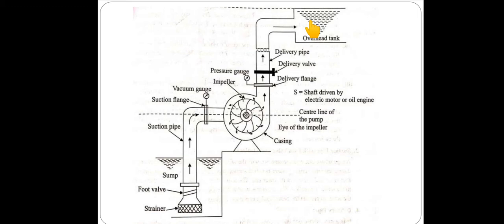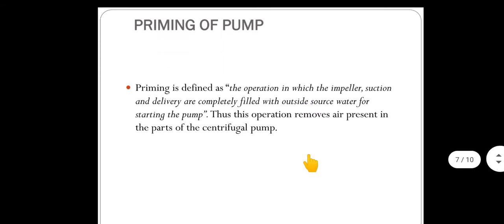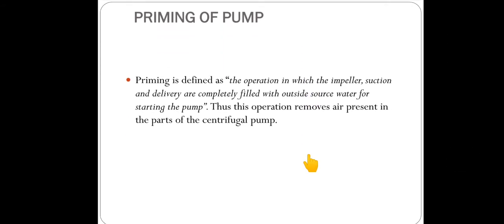Okay, next let us move to the next topic, that is priming. This priming I have already discussed. I told where we require priming. Priming is necessary in a centrifugal pump. You can see here priming is defined as the operation in which the impeller, suction and delivery are completely filled with outside source water for starting the pump.